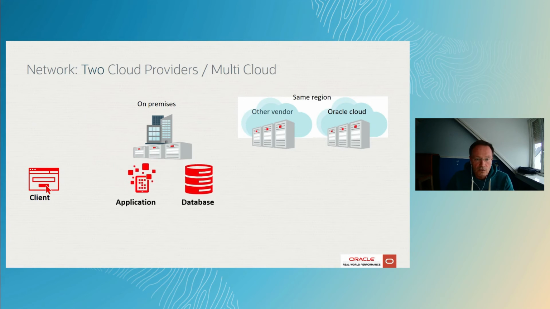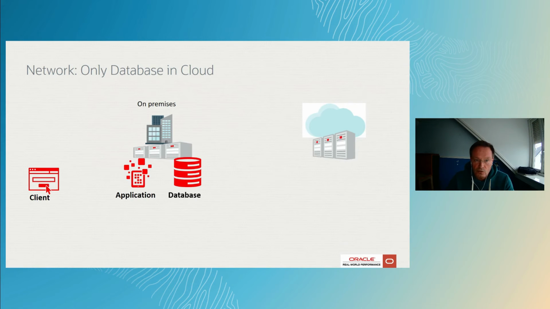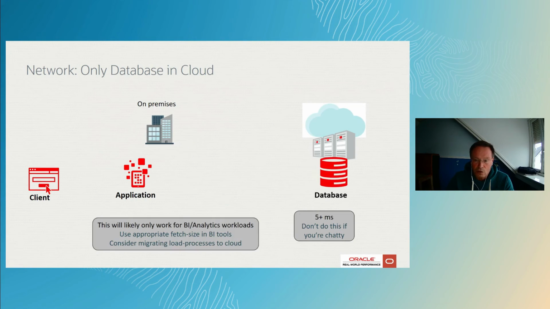If you go multi-cloud and you decide to move your application server into a cloud of a different vendor and the database into autonomous, then you will immediately go into the 2 millisecond range. And this will definitely impact your chatty use cases because your latency on premises was very likely well below 1 millisecond. The last way to move into the cloud, and this you should really not do for most cases, is just move the database and keep the application server on premises, because that will incur, well, it depends on how far away our cloud region is from your actual on-premises location, but 5+ milliseconds easily.